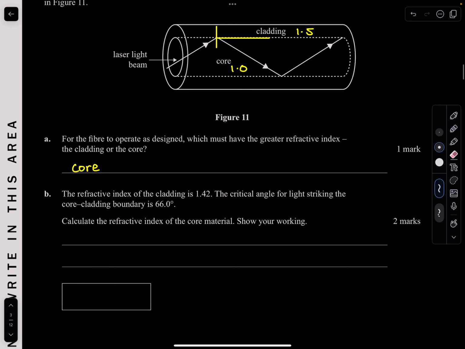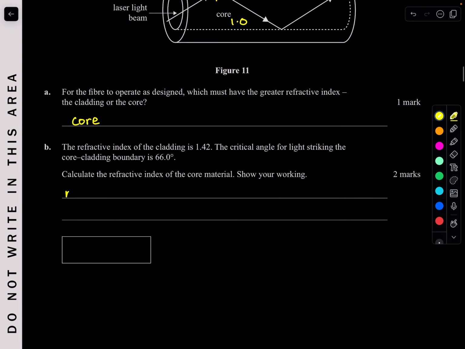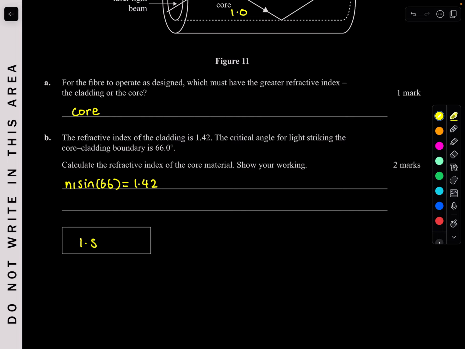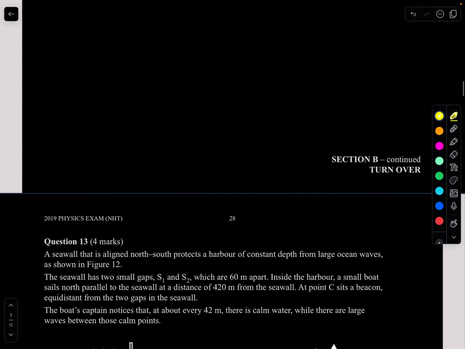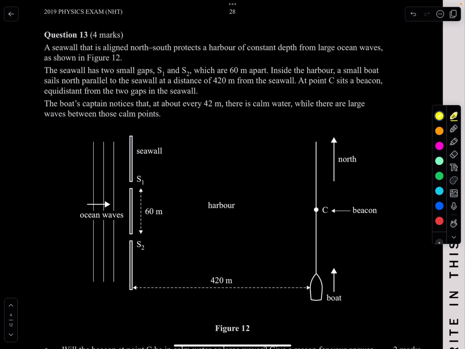All right. The refractive index of the cladding is 1.42. The critical angle for the light striking the core-cladding boundary is 66. Calculate the refractive index of the core material. Beautiful. So we want to calculate n1. n1 sine of the critical angle, which is 66, is equal to n2, which is the cladding, 1.42. And that's going to give me n1 equals 1.42 over sine 66, which is 1.55. Easy. Beautiful.